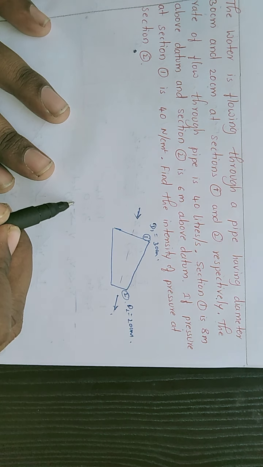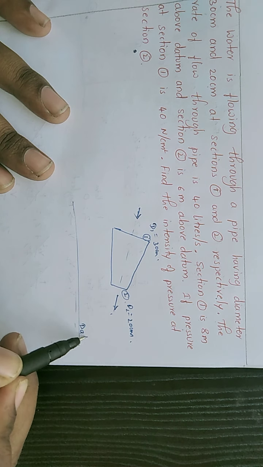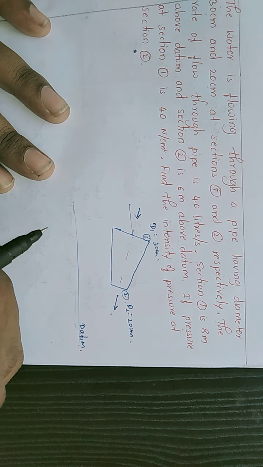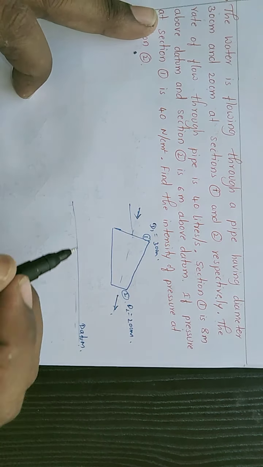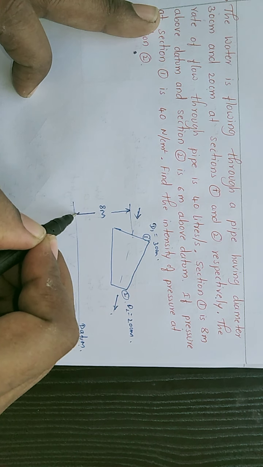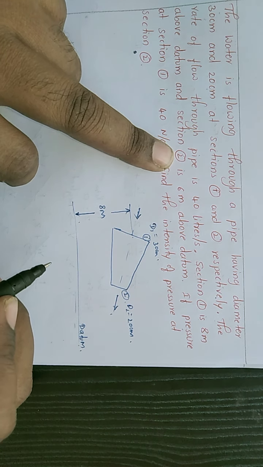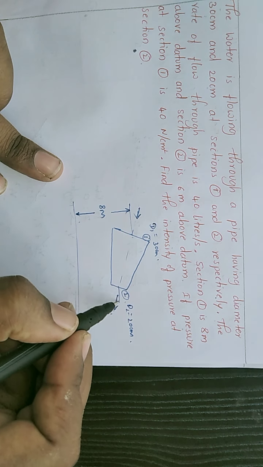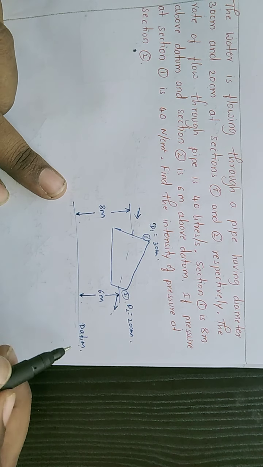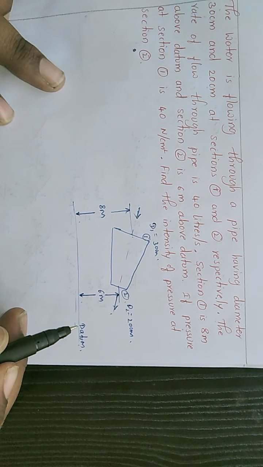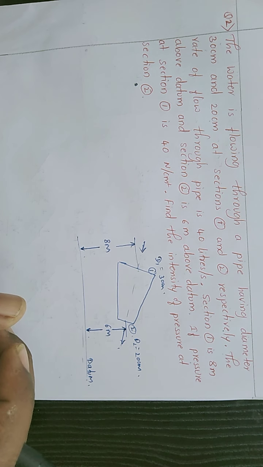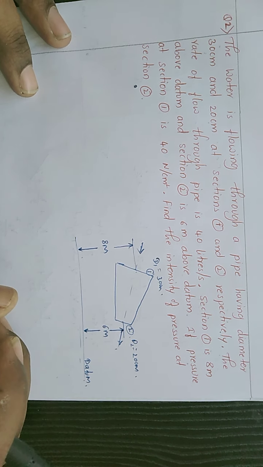The height of section 1 from a reference, we call it a datum. This height is how much? Section 1 is 8 meters, so this height is 8 meters. And section 2 is 6 meters, so this height is 6 meters from the reference line. And this is the sketch.